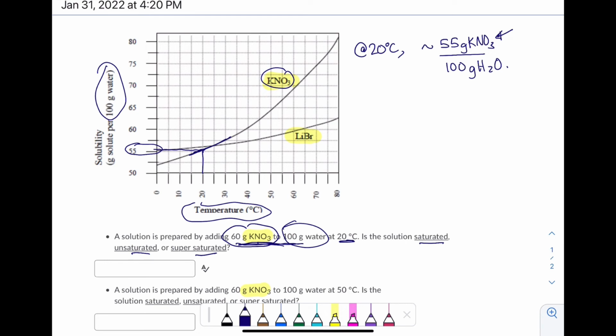May have to stir it up, may have to wait a minute, but the rest of that KNO3, the remaining approximately 5 grams, will fall to the bottom of the container, and that solution will be saturated. That is how we define a saturated solution. The solution is holding as much as it can in terms of solubility at that temperature, and any remaining solid that we try to add falls to the bottom because it's saturated. It can't hold anymore. So this first question, the solution is saturated at that temperature.